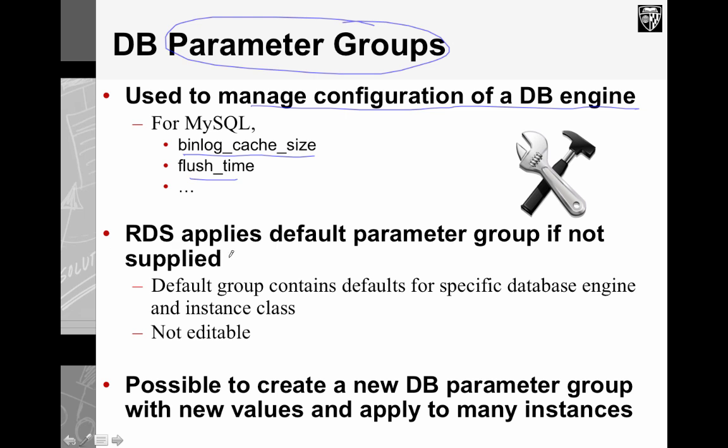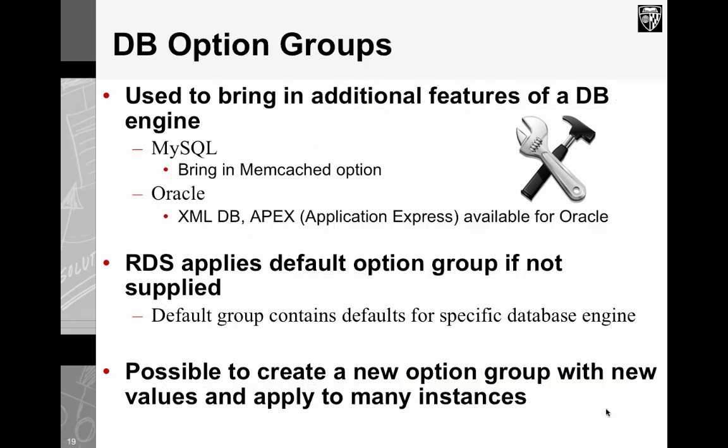And the idea here is that because RDS has default parameter groups, what you can do is take one of the default parameter groups, save it, and then create a new parameter group with a new set of values and apply that to many instances. You don't have to just apply to one instance, but you can apply to multiple instances at the same time. That's the idea behind DB parameter groups. So take existing default parameters, create a new DB parameter group, change the values to the values that you want, and apply it to the database.